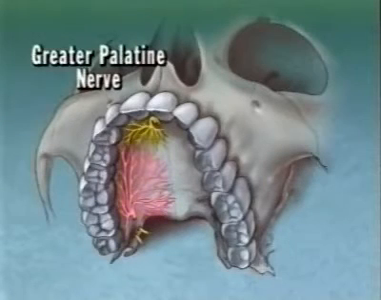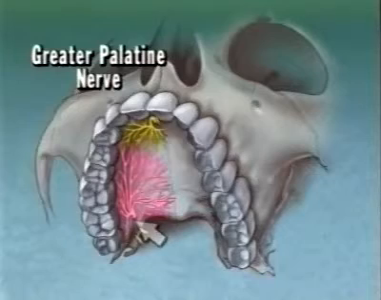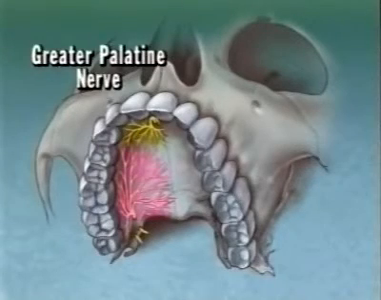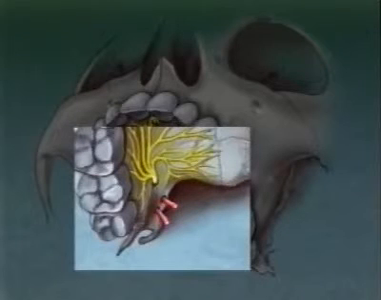The greater or anterior palatine nerve emerges through the greater palatine foramen to supply general sensation to the soft tissues of the hard palate and palatal gingiva. The other branches exit from the lesser palatine foramina and innervate the soft palate, uvula, and tonsillar area.